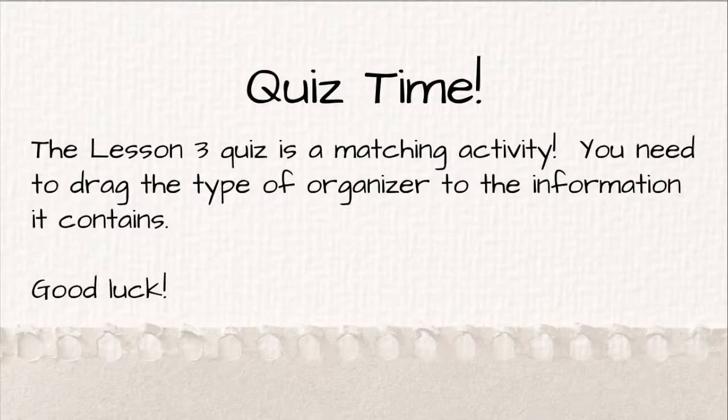Now it's time to do a matching activity. You're going to see the different types of graphic organizers, and you're going to see groups of subtopic information. You need to click on one piece and drag it to the corresponding graphic organizer, or click on the graphic organizer and drag it to the information it contains. Should be pretty simple. Good luck!